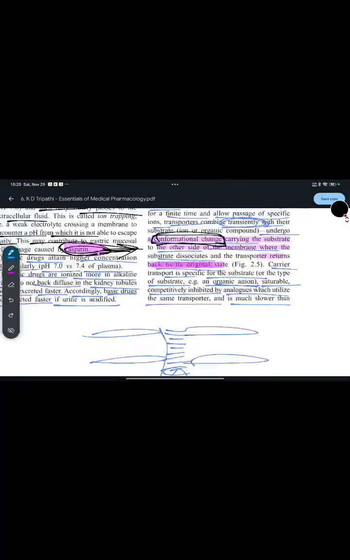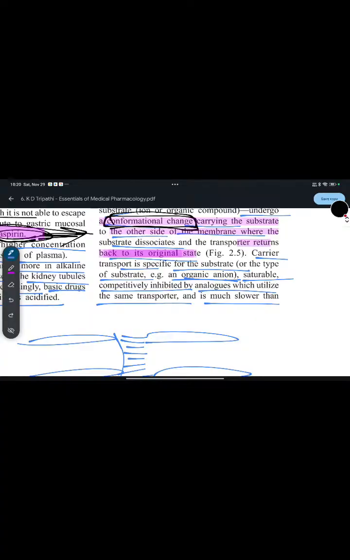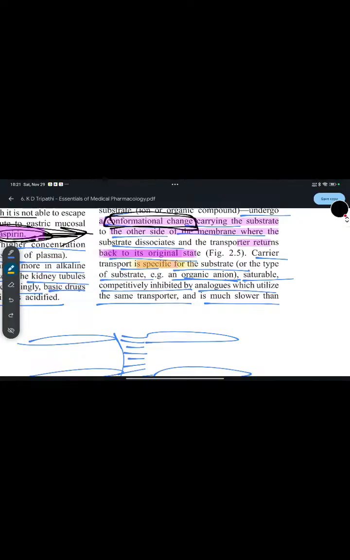Now this is a very important point you have to remember. In that, three terms are there. The first term is specific. You have to remember that word. This carrier transporter is specific to the specific substrate. Anyone cannot pass through this carrier transport. Number 2, these are saturable. This is also very important. And number 3, these can be competitively inhibited by analogs.